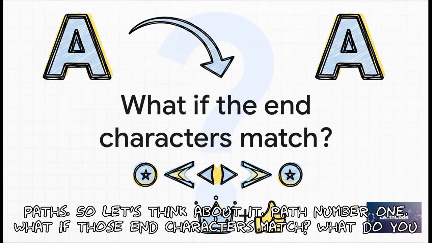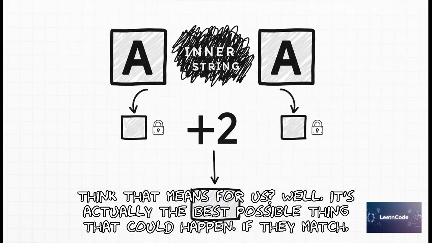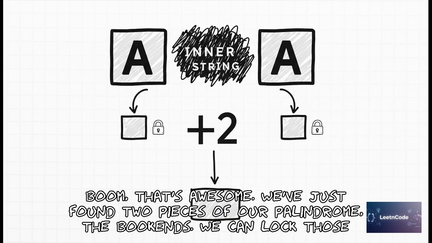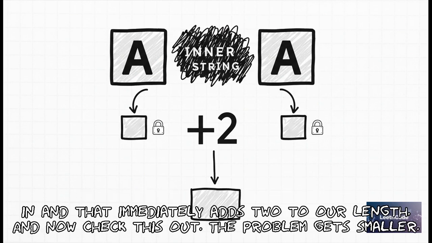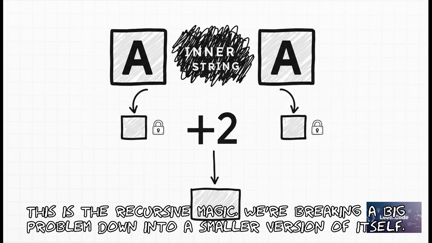Path number 1, what if those end characters match? What do you think that means for us? Well, it's actually the best possible thing that could happen. If they match, boom! That's awesome! We've just found two pieces of our palindrome, the bookends. We can lock those in, and that immediately adds 2 to our length. And now check this out. The problem gets smaller. We just have to solve the exact same problem, but for the leftover string in the middle. This is it. This is the recursive magic. We're breaking a big problem down into a smaller version of itself.